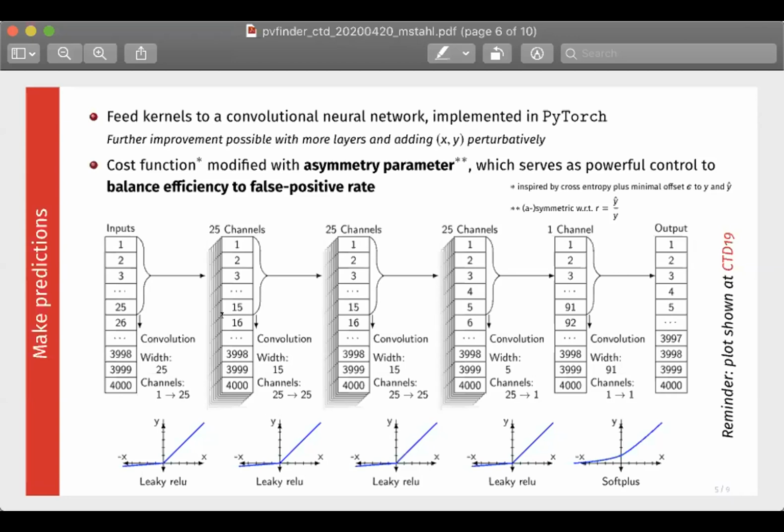One thing to also mention about this network is that we have a cost function that is modified with an asymmetry parameter. So the cost function would usually be something like a cross entropy, but this cross entropy treats false positive and false negative events symmetrically. And if we introduce this asymmetry parameter, this gives us a handle to balance off the efficiency against the false positive rate.